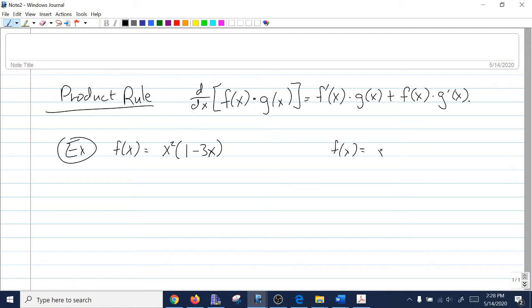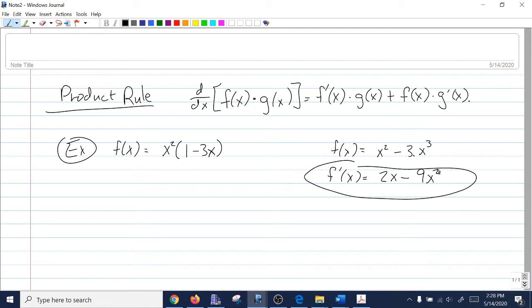x squared times 1 is x squared, minus x squared times 3x is 3x cubed, and I can take the derivative of that. Derivative of that is 2x minus 3 times 3 is 9x squared. Our derivative should be 2x minus 9x squared. Let's see if the product rule is also giving us that.